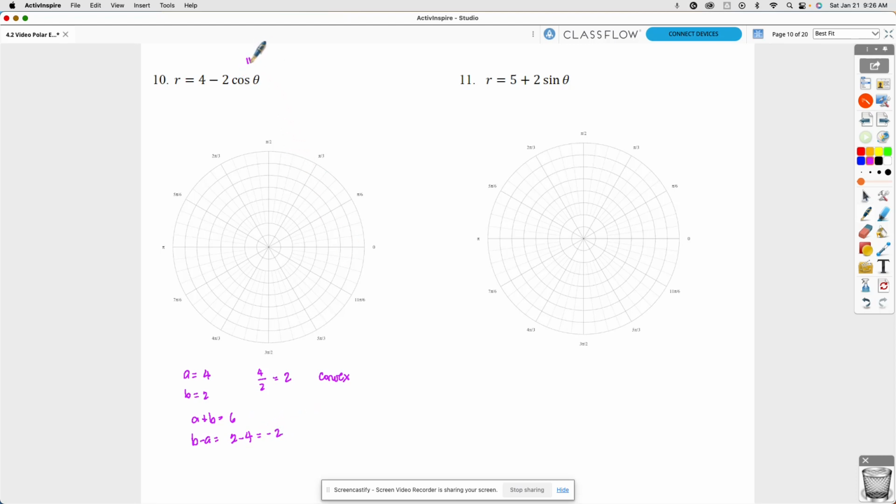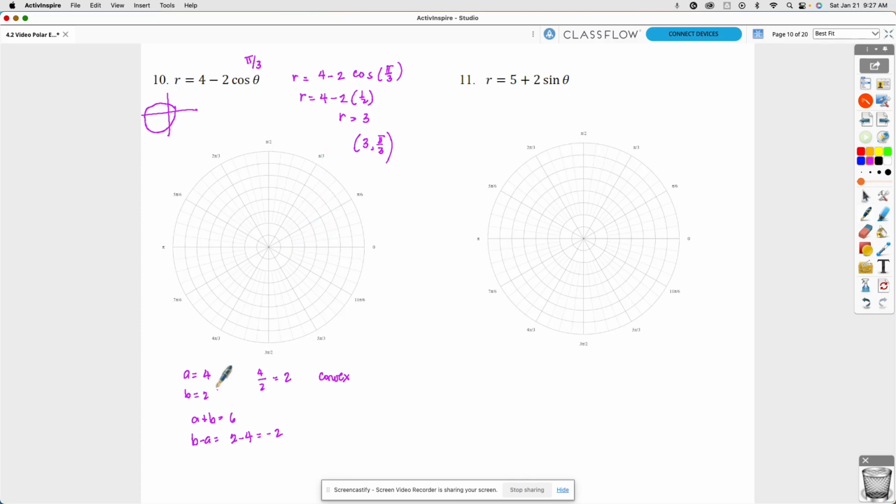This is cosine, so we'll use pi over 3. We have r equals 4 minus 2 cosine pi over 3. Cosine pi over 3 is 1/2. So this is going to be 4 minus 1, which is equal to 3. So we have the point 3, pi over 3. By the way, this is cosine negative, so it would be on the left, right?